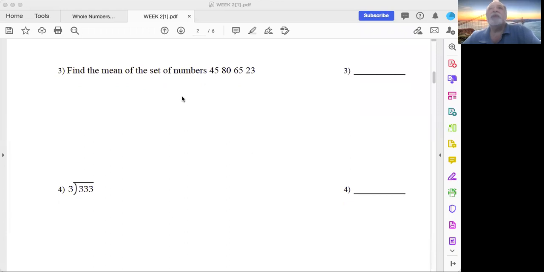Find the mean of the numbers 45, 80, 65, and 23, okay? So if you haven't done that yet, why don't you try to do that now? Find the average of these. I did that. What'd you get? I get 53.25. Okay. So again, this is to find the average, right? Mean is the average.